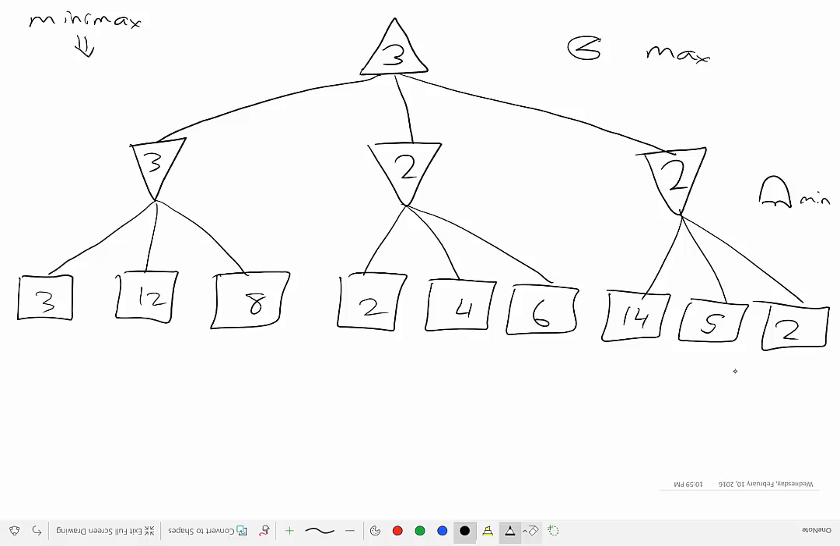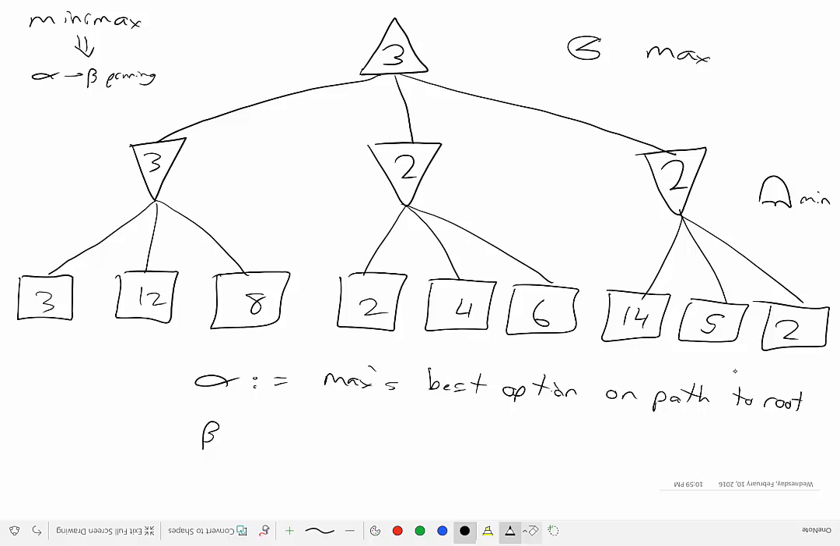So the improvement to Minimax is to add alpha beta pruning. As we're doing Minimax, we're going to keep track of two variables. We're going to add alpha and we're going to add beta. So what is alpha? It's going to be Max's best option on the path to the root of the search tree. And beta is the exact opposite. It's Min's best option on the path to the root.